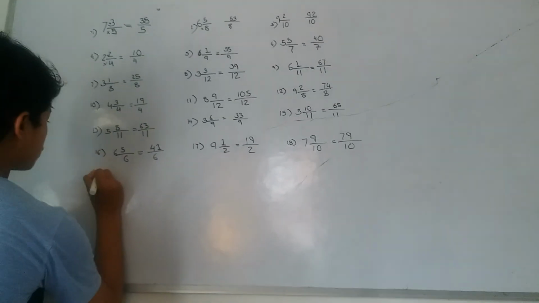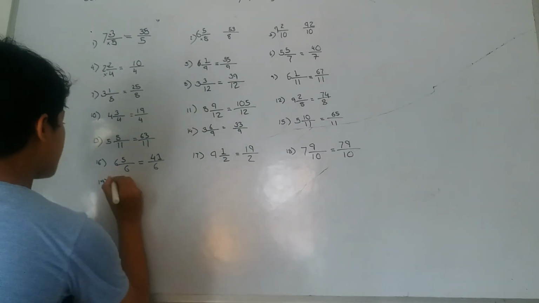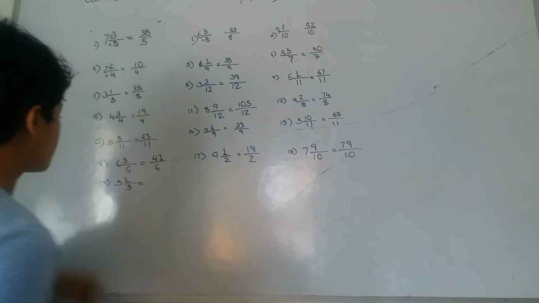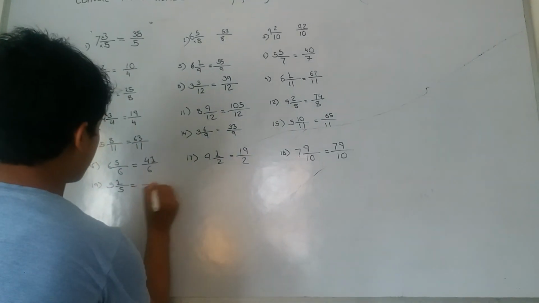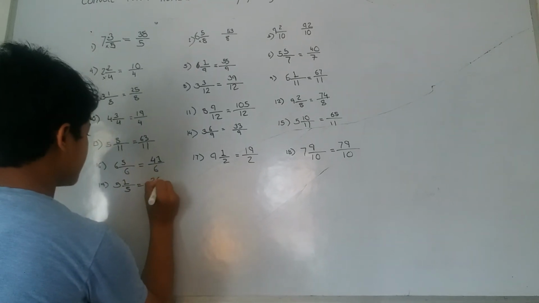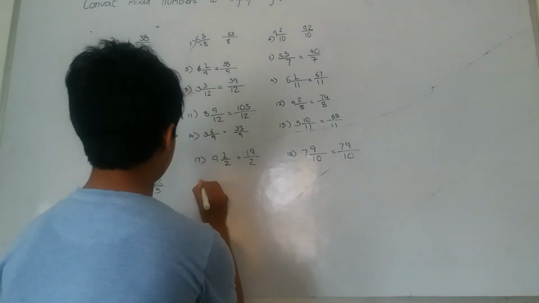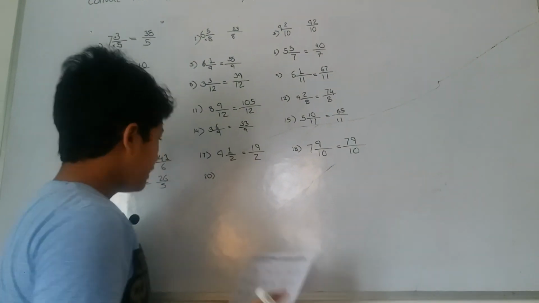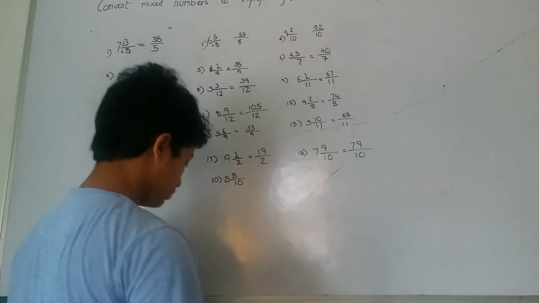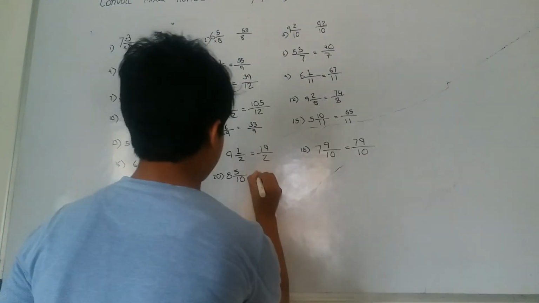Now we move to the 19th question. Our 19th question is 5 1 upon 5. In this question 5 multiplies with 5. 5 5s are 25. 25 plus 1 equals 26. 26 upon 5 will be the answer. Now the 20th question, 8 5 upon 10. See, in this question 10 into 8 equals 80 plus 5 equals 85 upon 10.